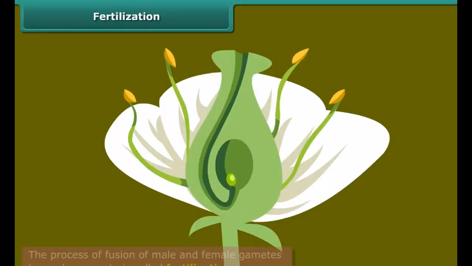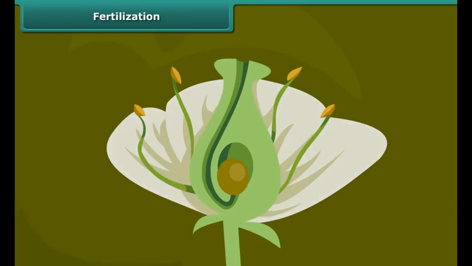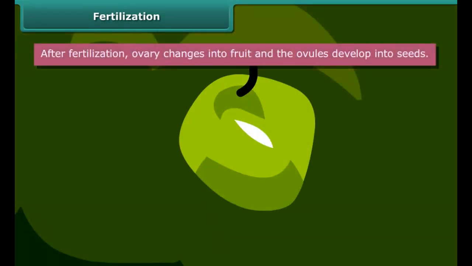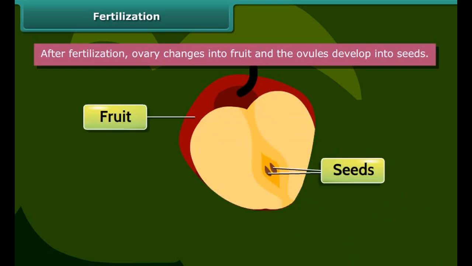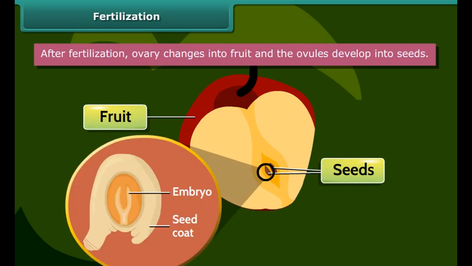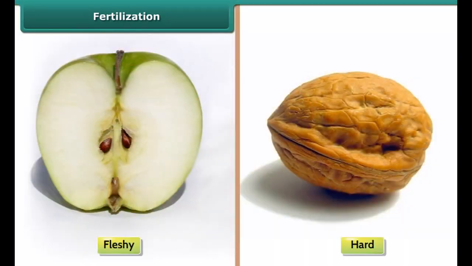Fertilization. When male and female gametes are fused together, a new cell is produced which is called a zygote. This process is called fertilization. After fertilization, ovary changes into fruit and the ovules develop into seeds. The seed contains an embryo enclosed in a protective seed coat.